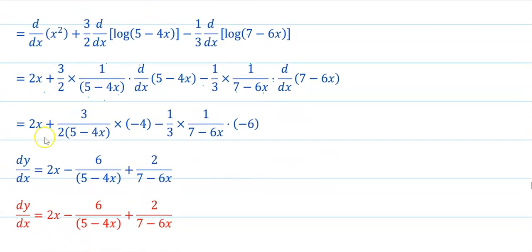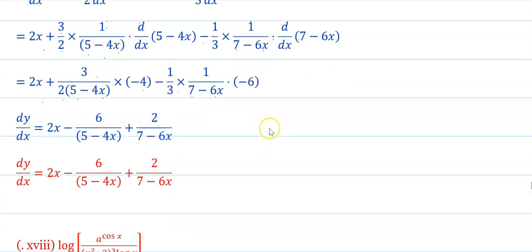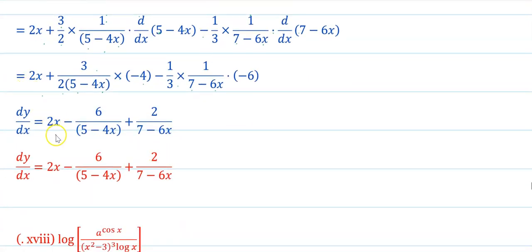Okay. Now we have 2x plus 3 into 1, that is 3, 2 into (5 minus 4x) into the derivative of 5, which is 0, minus 4x is minus 4. Next, minus 1/3, 1 upon (7 minus 6x), the derivative of 7 is 0, minus 6x is minus 6. Put a simplification, 2x is as it is.